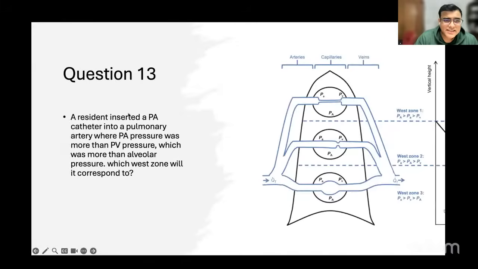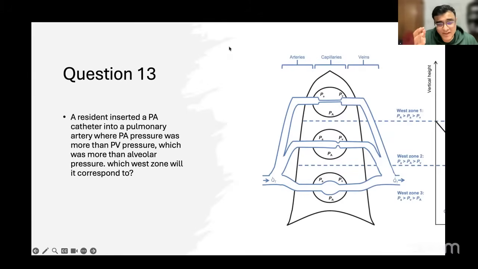There was a question which is basically about West zones, right? But it was probably framed as something where a resident was inserting a PA catheter, and in that PA catheter, he has reached a zone where the arterial pressure was more than venous pressure, which was more than alveolar pressure. So which zone does it correspond to?